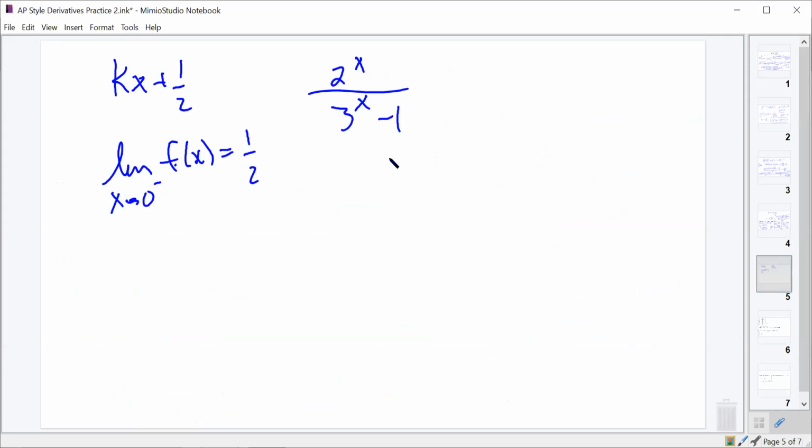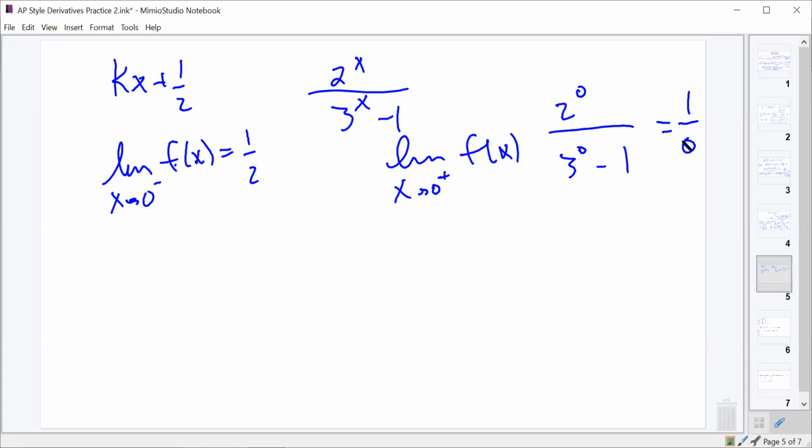And over here, the limit as x approaches 0 from the right of f of x, what do we get if we plug in 0 to this? 2 to the 0 over 3 to the 0 minus 1. And what does that give us? 1 over 0. It's 1 divided by 0, which is undefined. So this limit doesn't exist. It's going towards an infinity value. True? Yeah.